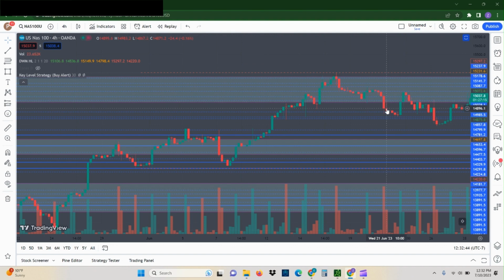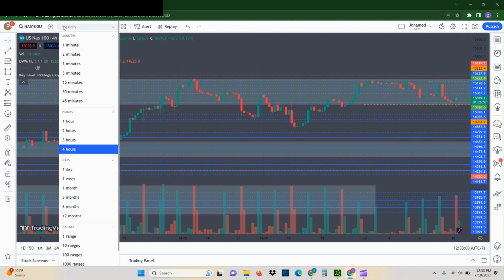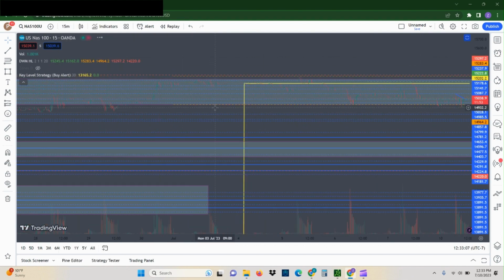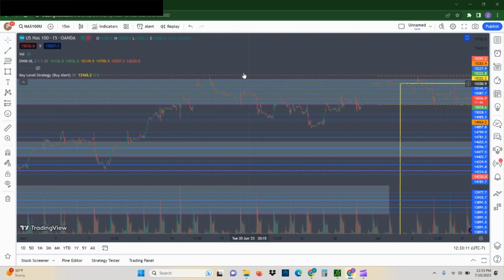The top of this candle here is, let's see, 149.83. The zone is 149.70. So that's a 13-point stop loss. If we went to a different time frame, let's see, so that's the 4 hour. Let's go to the 15, and we'll see what that one looks like. Okay, so that's right here.